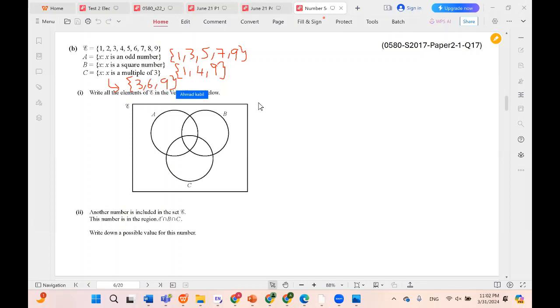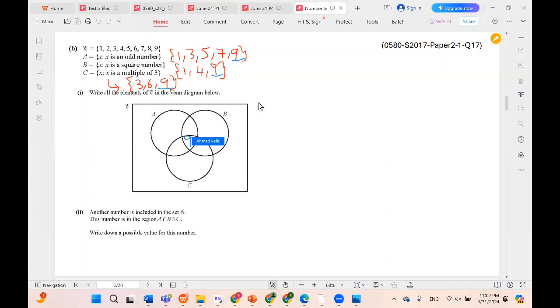And now we are required to write everything down in the Venn diagram. So of course, when you're filling a Venn diagram, you have to start from the overlapping areas. And first you need to start with the number that appeared in all the sets. So we have 9 in all the sets. So you put 9 in the area that is common to all 3 sets, which is this area here.